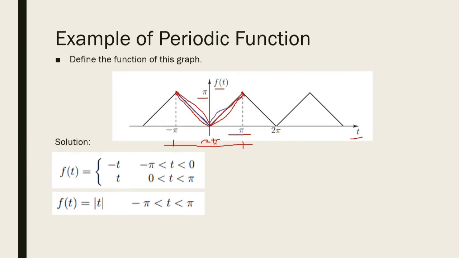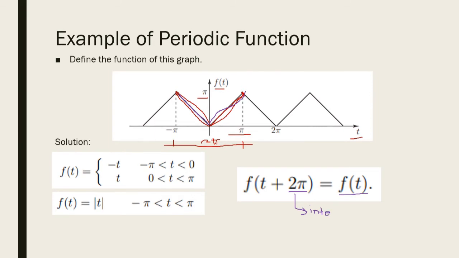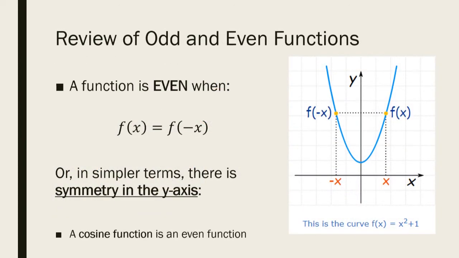So for a periodic function, we could say that f of t is equal to f of t plus 2 pi. So 2 pi here is the interval. We could say that the 2 pi is the interval according to the figure itself. Okay, so I hope that's clear.